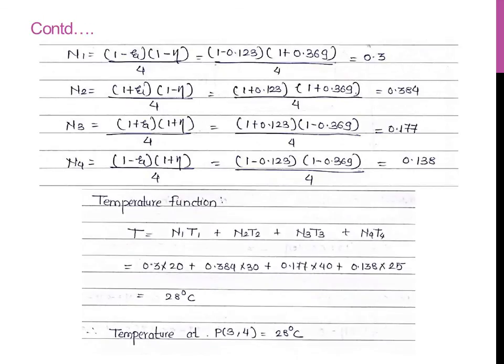Next is temperature. Using the isoparametric formulation, temperature at point P is equal to N1 T1 plus N2 T2 plus N3 T3 plus N4 T4, and you now have the values of N1, N2, N3, N4, and also the temperatures at nodes 1, 2, 3, 4, that is T1, T2, T3 and T4. So put the values and calculate the temperature, that is 28 degrees Celsius. So temperature at point P(3,4) is 28 degrees Celsius. Thank you for listening.